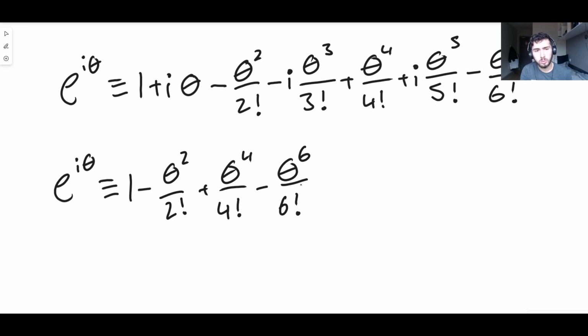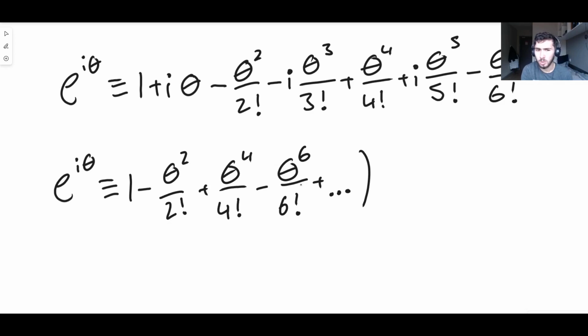And again, this goes on forever, but look at the pattern. So it's 1 minus theta squared over 2 factorial plus theta to the 4 over 4 factorial. That looks a lot like cos. That's exactly cos theta, isn't it? Because again, this goes on forever, and the next term is then theta to the 8 over 8 factorial. And it just goes on forever.